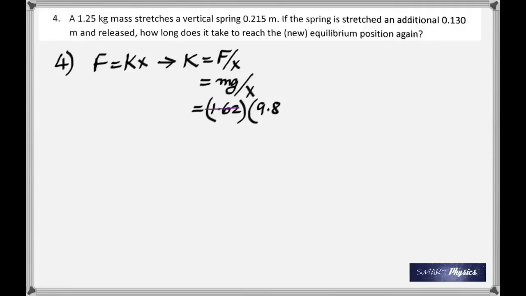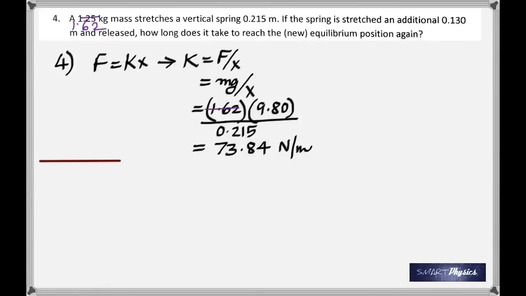It's better to change the question. Let me just change this as 1.62. That'll be the best thing. Okay, so 1.62 times 9.8 by 0.215 gives 73.84 Newton per meter.